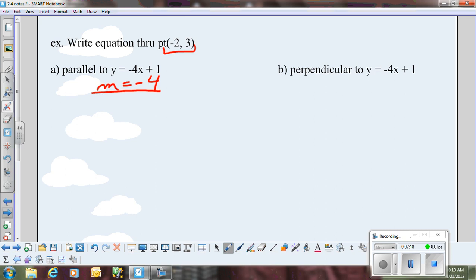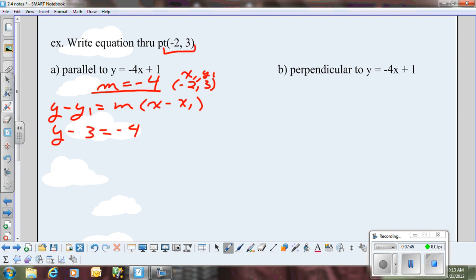So now I know my slope, I know my point. -2, 3 is x1, y1. So I write out my formula. Y minus y1 equals m times x minus x1, and I substitute. Y minus, okay, my y1 is 3, my m is -4, I have x minus, my x1 is -2. Okay, well, I look at that, x minus and -2 becomes plus.